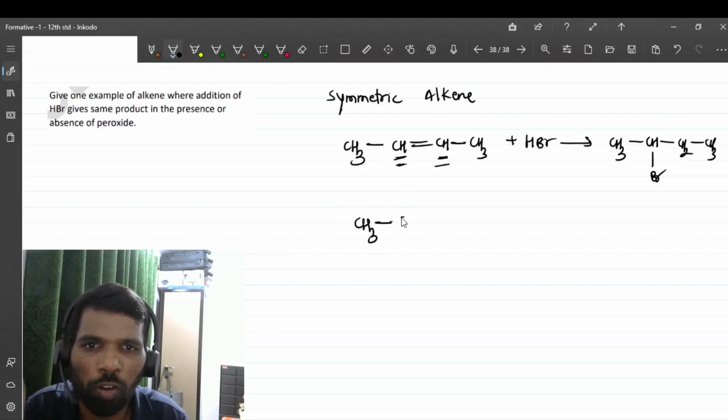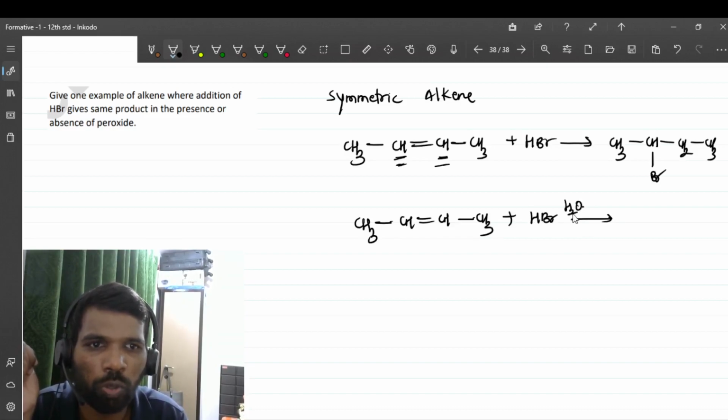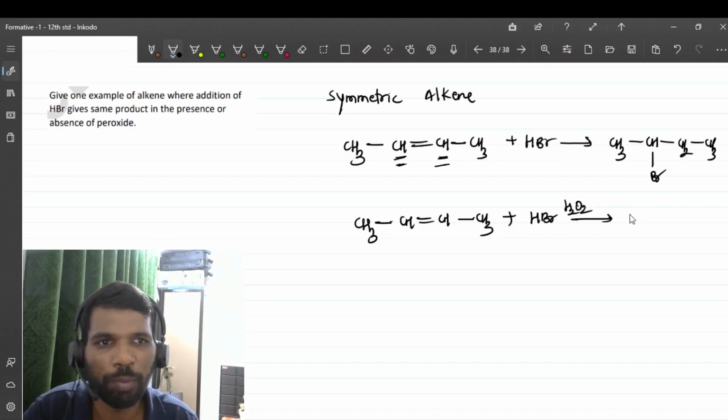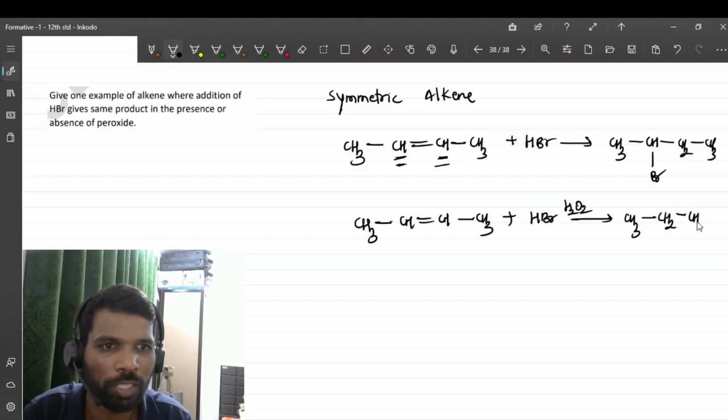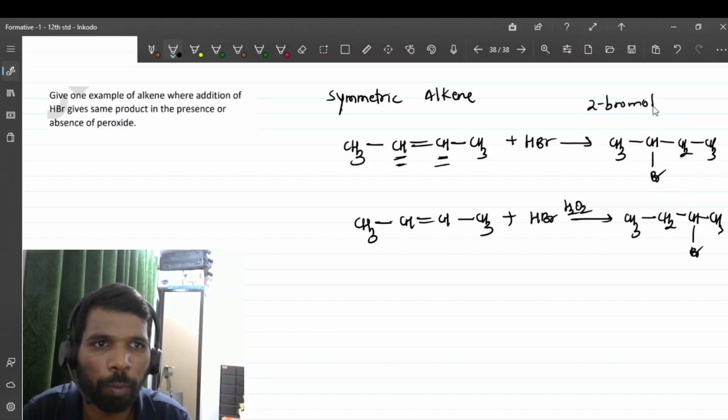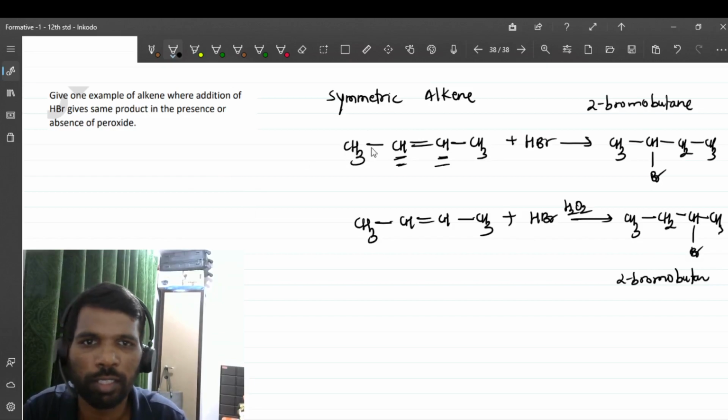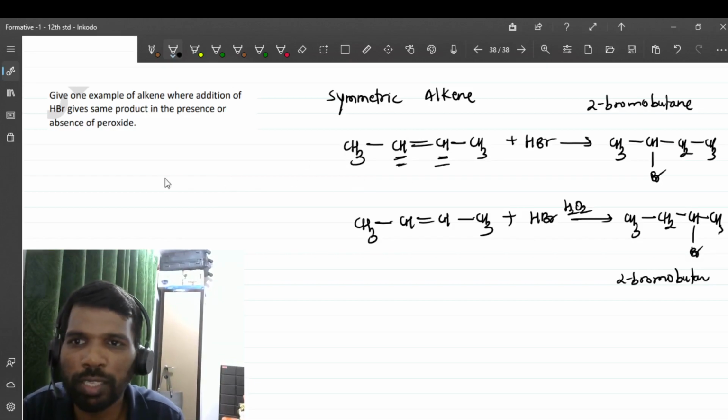Even in the presence of peroxide, what's going to happen? Let's say you are getting this product in the absence of peroxide. You are expecting the opposite product in the presence of peroxide, but both the products are the same. The name of this is 2-bromobutane, and the name of this is also 2-bromobutane. So the answer is any symmetric alkene. Give one example.